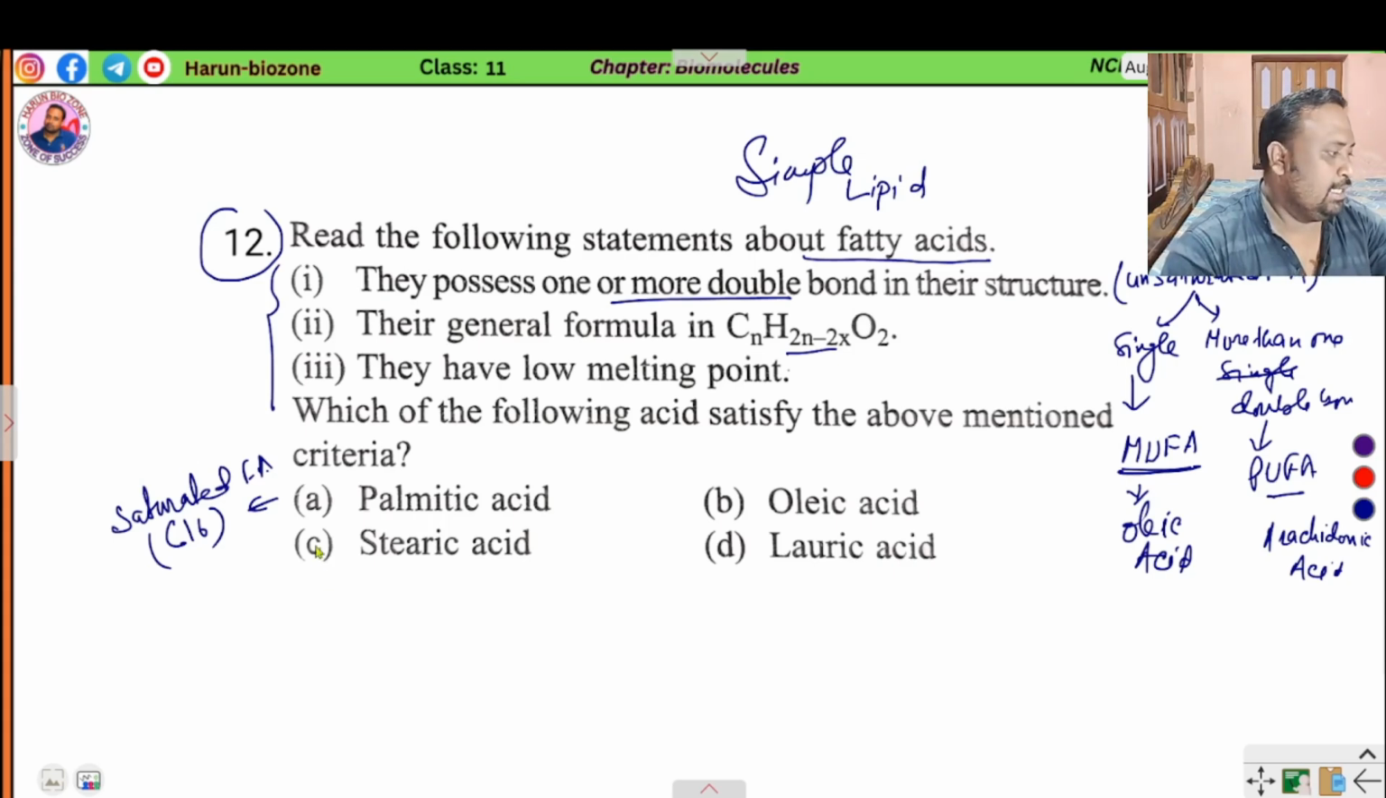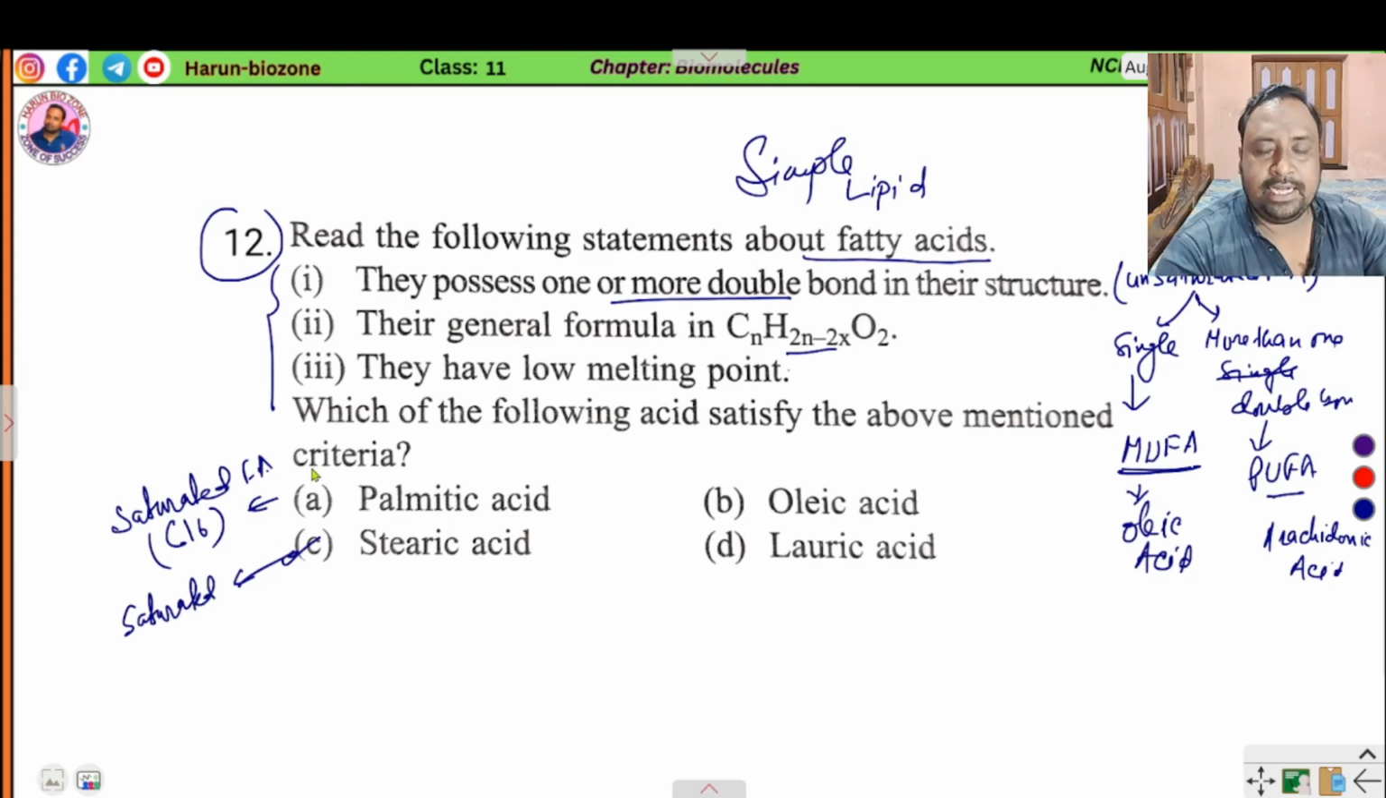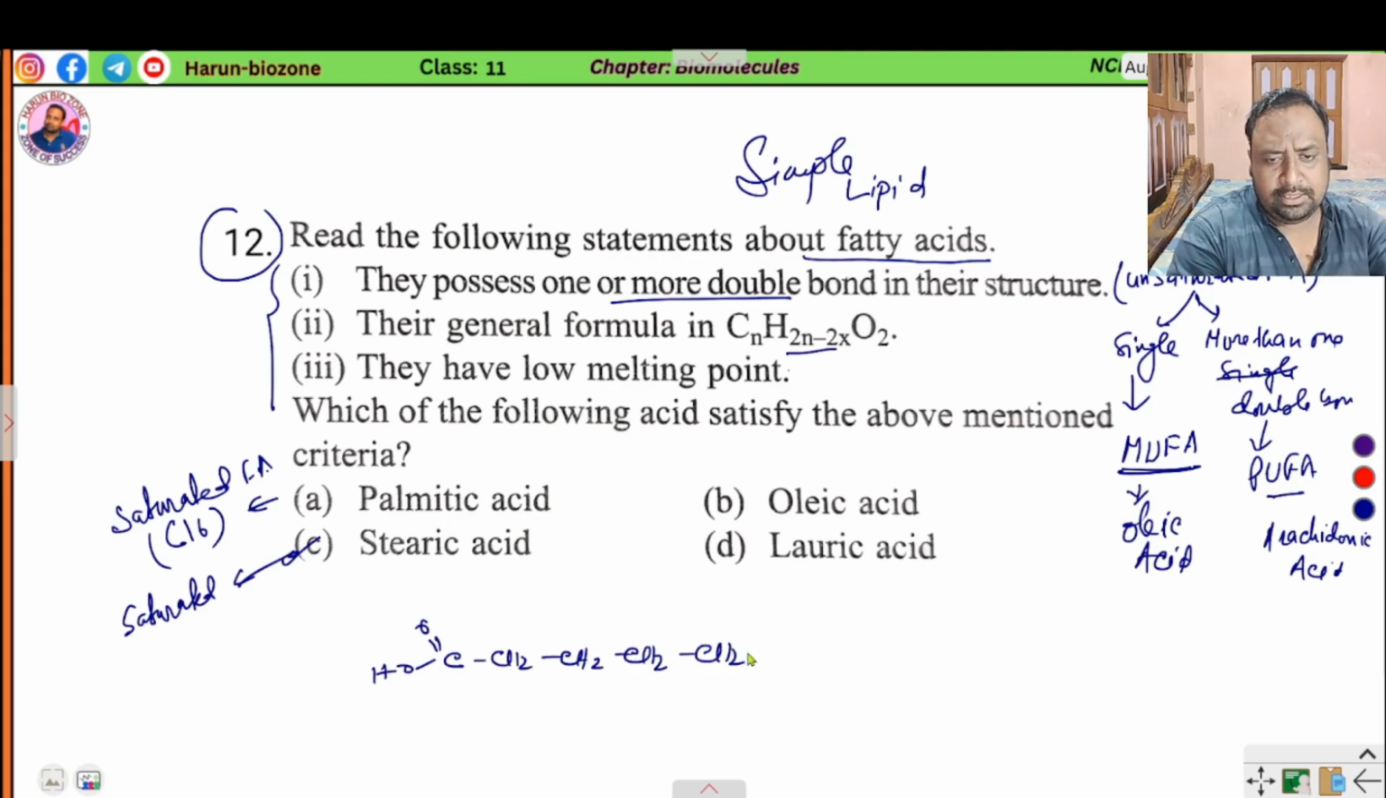Stearic acid is also a saturated fatty acid. Saturated means the fatty acid remains solid at room temperature and no double bonds are present. What is a double bond? Suppose this is CH2. This is the formula of a saturated fatty acid, no double bond is present. But in the case of an unsaturated fatty acid, there is CH2.